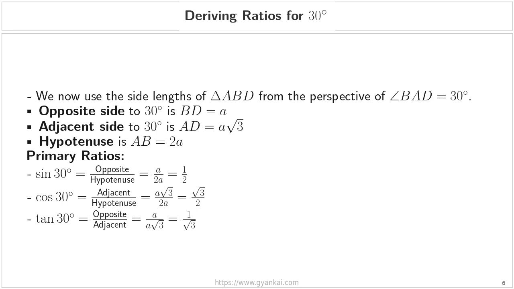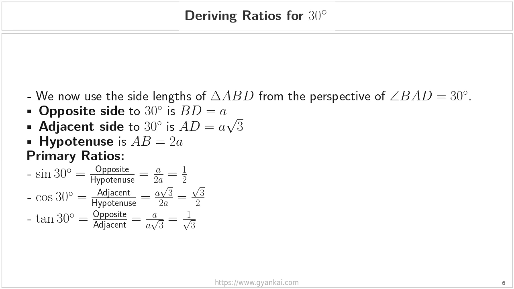First, for sine 30°, we take the opposite side over the hypotenuse, which gives us a divided by 2a. The a terms cancel out, leaving us with a final value of 1/2. Next, for cosine 30°, we take the adjacent side over the hypotenuse. That is a times the square root of 3, all divided by 2a. Again, the a cancels out, and we are left with the square root of 3 over 2.